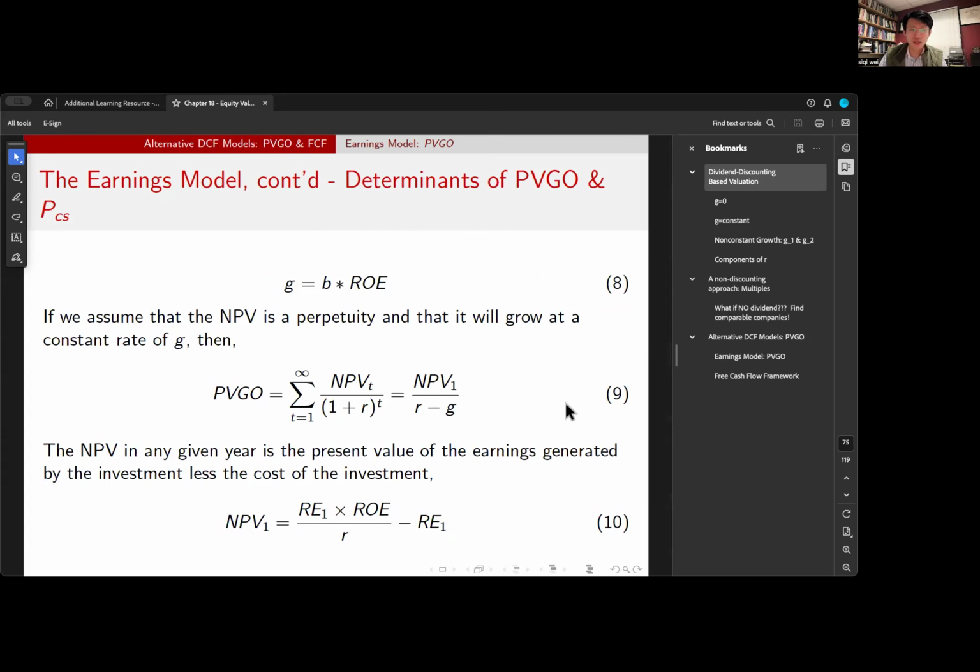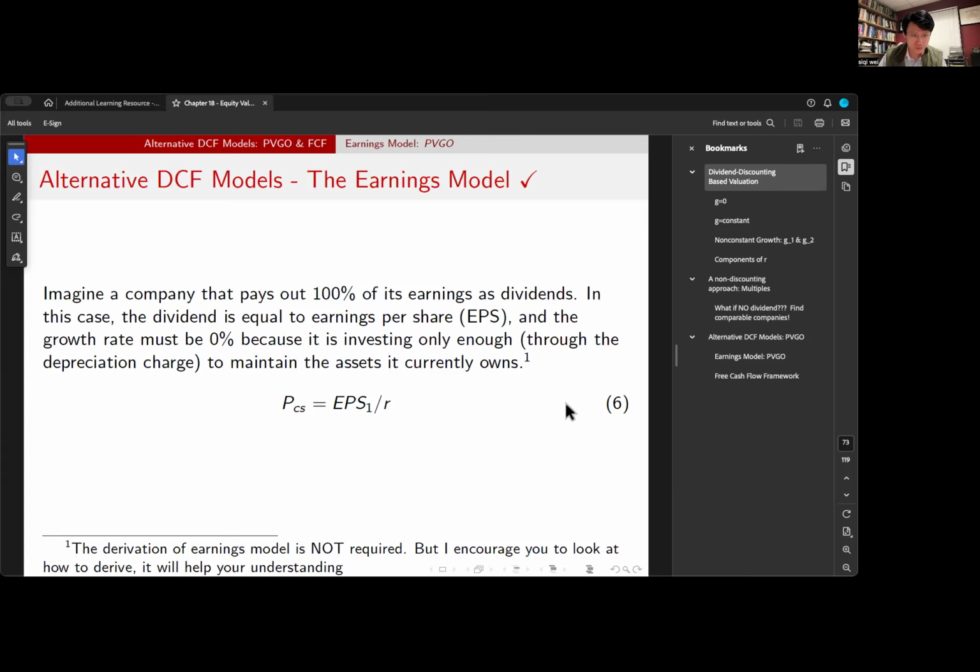Okay, let me decompose the idea. Suppose a firm pays out 100% of its earnings as dividends. In this case, the dividend is equal to its earnings per share. And the growth rate must be 0%, right? Because they pay out everything. You don't have anything preserved. Now, what's going to be the price of the common stock? It's a perpetuity, right? That's how we derive the first term.